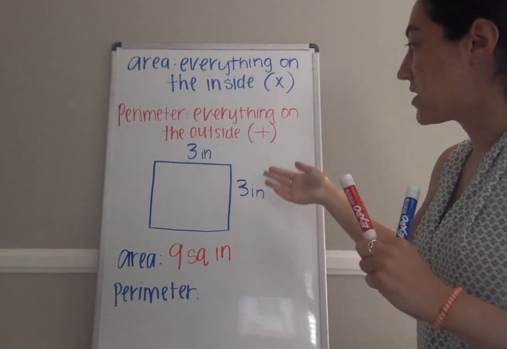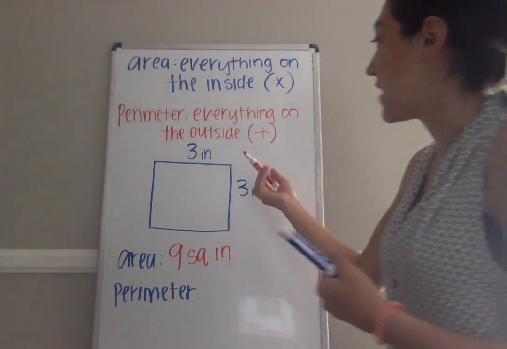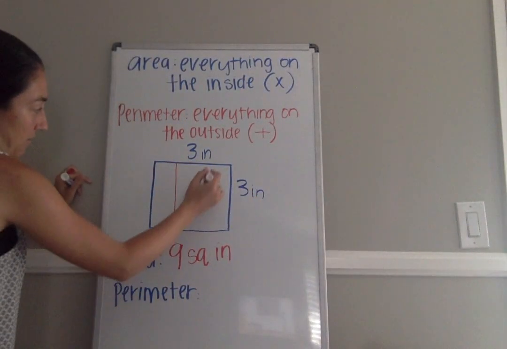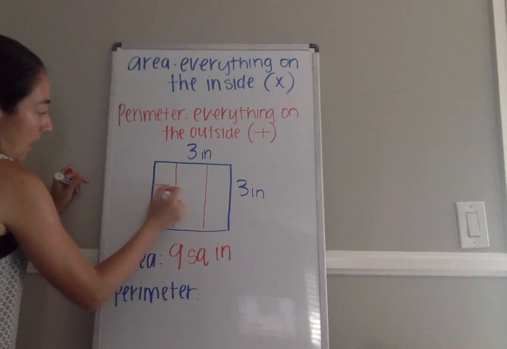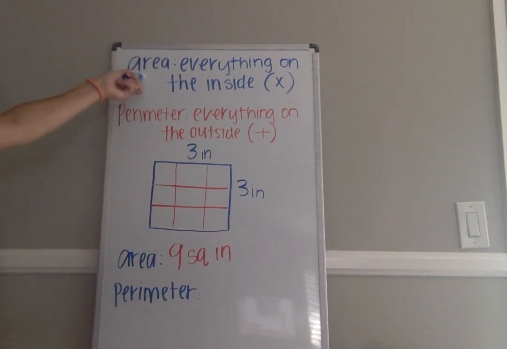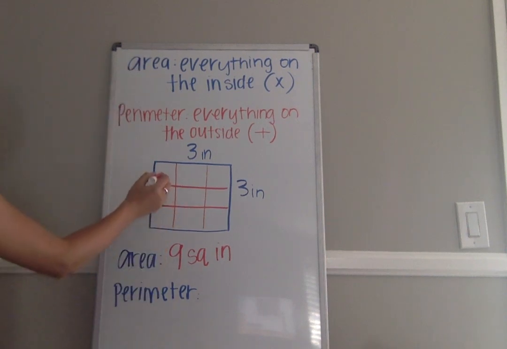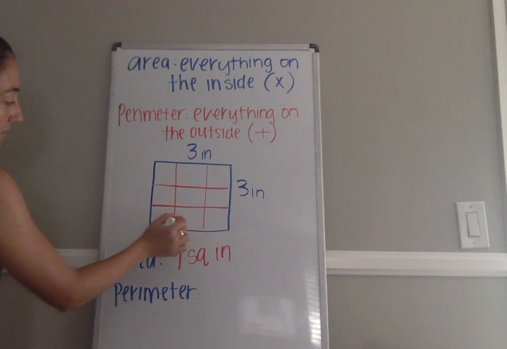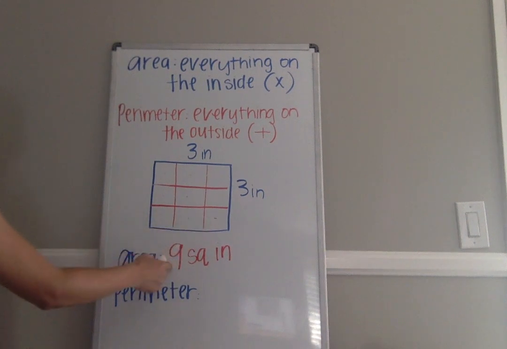If you are having a difficult time multiplying, you could also draw a picture of this, so having 3 columns and then 3 rows. And again, because area is everything on the inside, you could count the dots. So 1, 2, 3, 4, 5, 6, 7, 8, 9. And then you would find that your answer is 9.